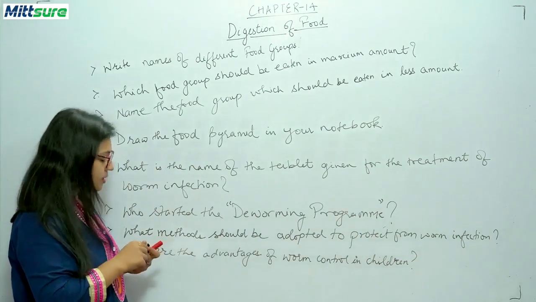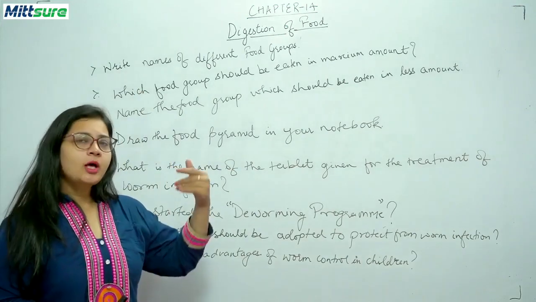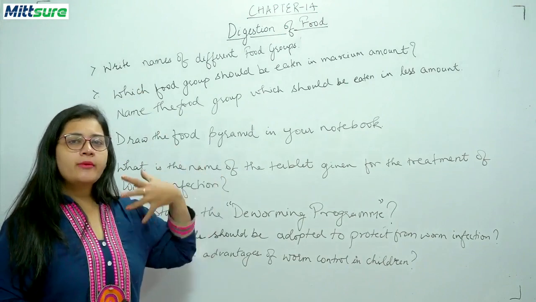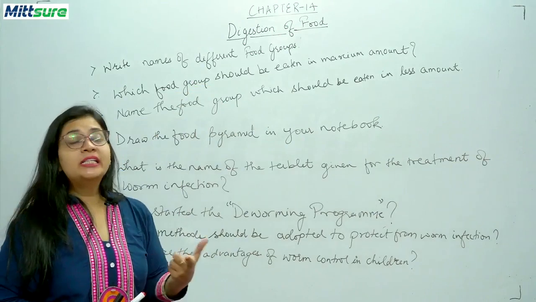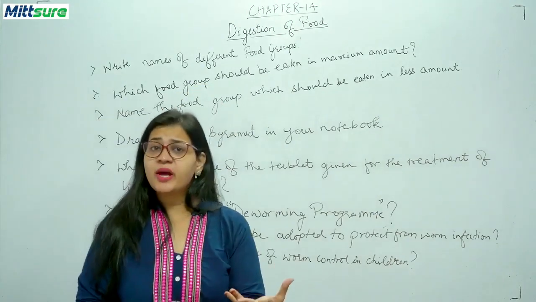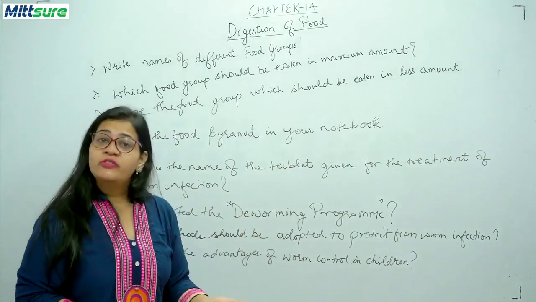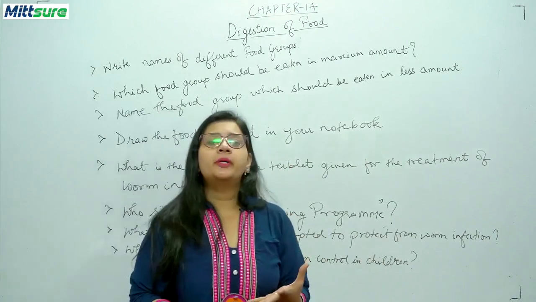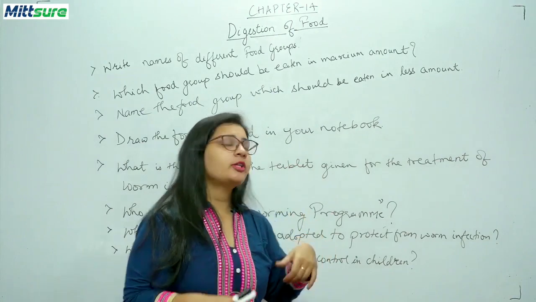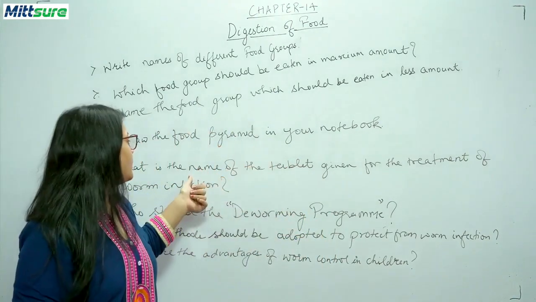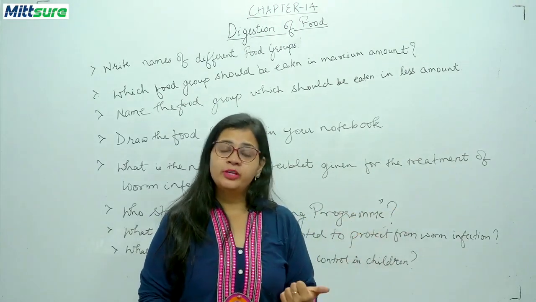Now let's discuss. The first question is, write names of different food groups. The food groups I told you about, like carbohydrates, proteins, fats, minerals and vitamins, you will be mentioning them. Next is, which food group should be eaten in maximum amount? That's carbohydrate. And the food group that should be eaten in less amount is fat. Next is, draw the food pyramid in your notebook. The food pyramid that is given, in which everything is mentioned, you have to draw in your notebooks.